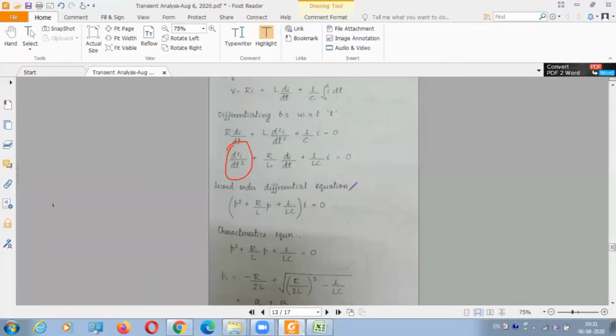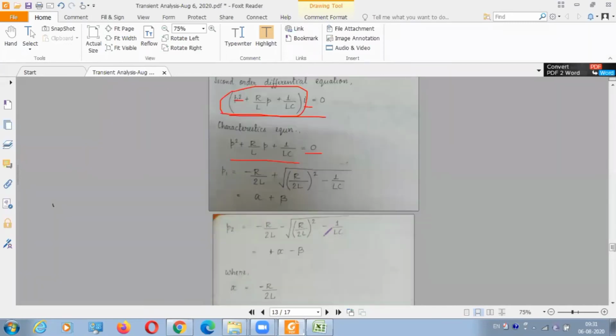So, we need to find out CF and PI, or you can find out by finding the characteristic equation. If d square by dt square and d by dt is p, this will be basically p square plus r by l p plus 1 by lc times I. You can take I common and this will be your characteristic equation: p square plus r by l p plus 1 by lc equal to 0.